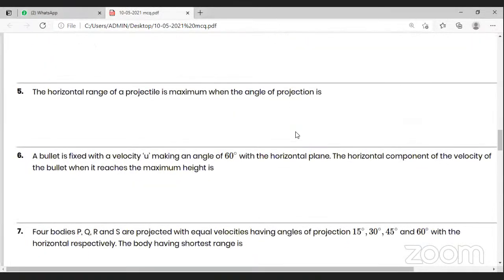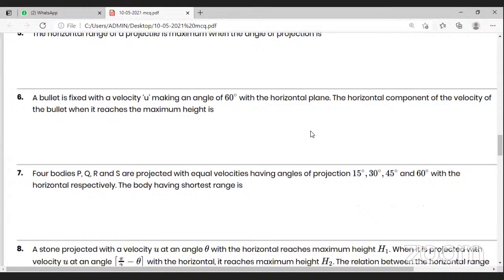Next question. Horizontal range of projectile is maximum when the angle of projection is... Very simple question. What should be the angle of projection when range is maximum? Quickly. 45 degrees, 45 degrees only. Simple question.